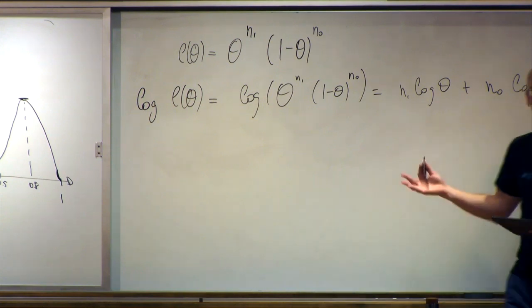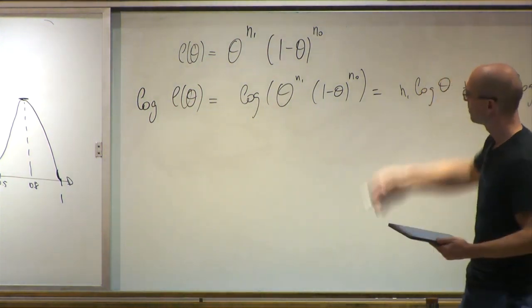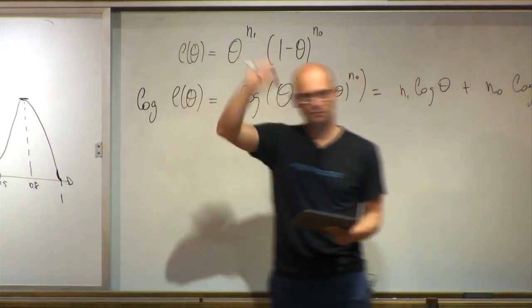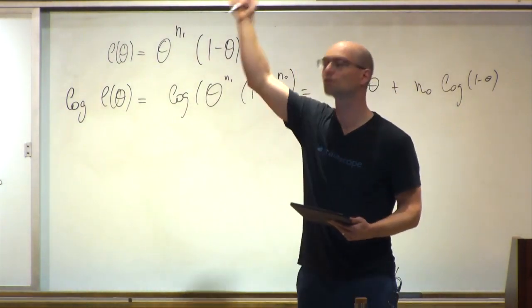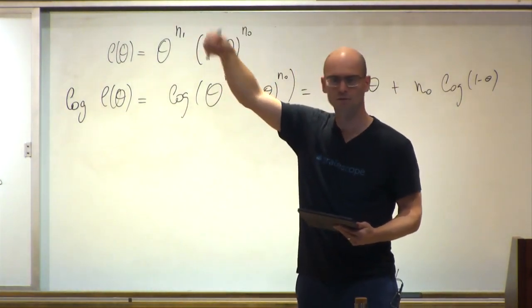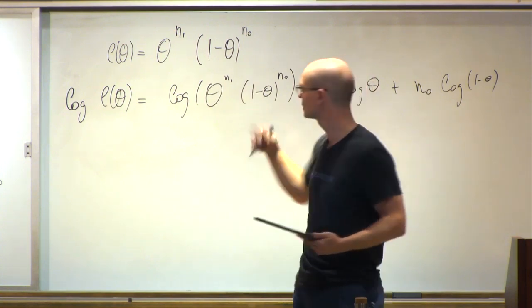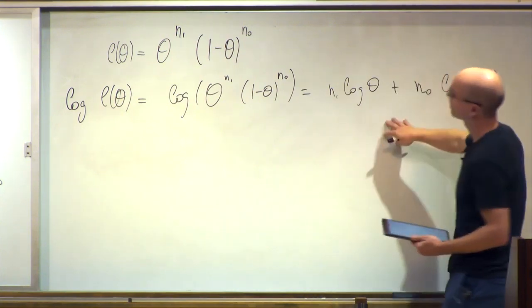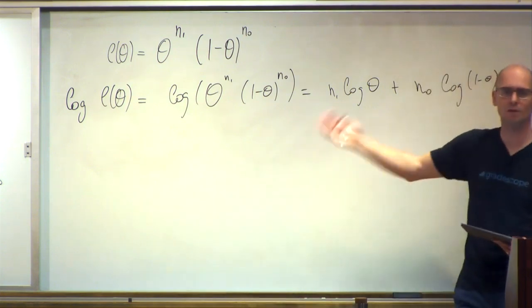Why is it okay to look at the log instead of the original thing? When you're trying to maximize or minimize, by taking the log at every point on the function you are doing a monotonic transformation. If something was the highest point, it'll still be the highest point for that function. If it's the lowest, it'll still be the lowest. The ordering stays the same, so it's okay to take the log. Then the derivative becomes simpler because we don't have this product of stuff anymore. We have a sum of things, because the log of a product is the sum of the logs.